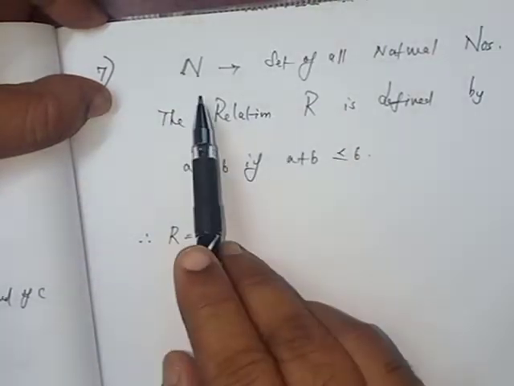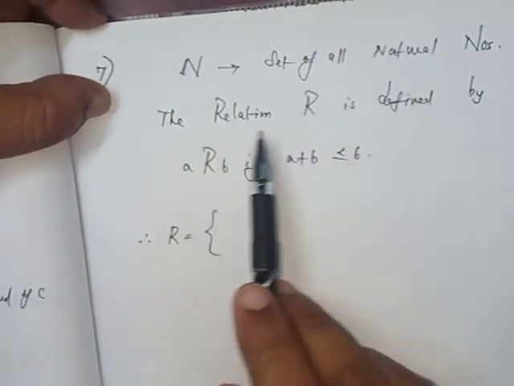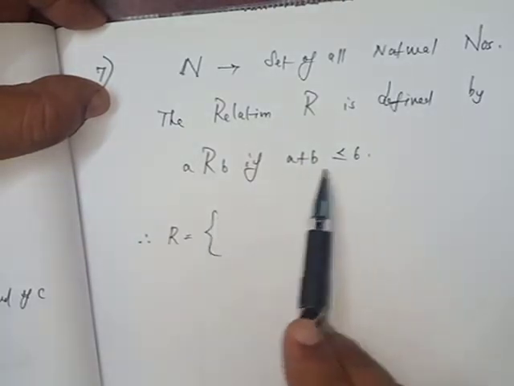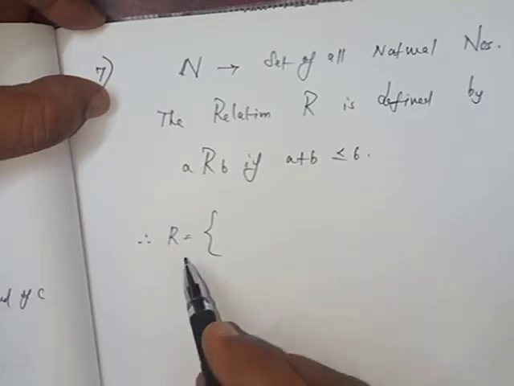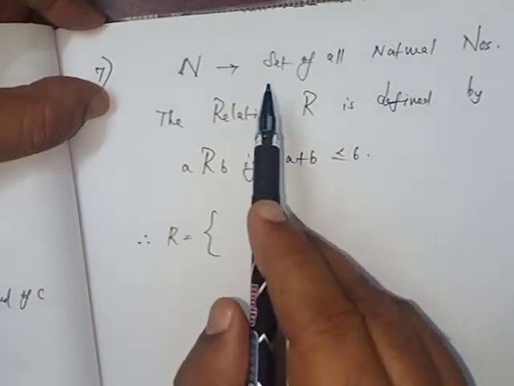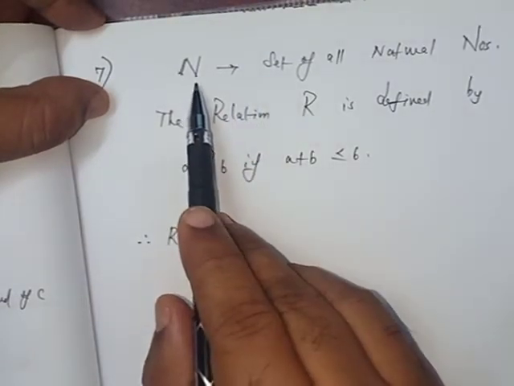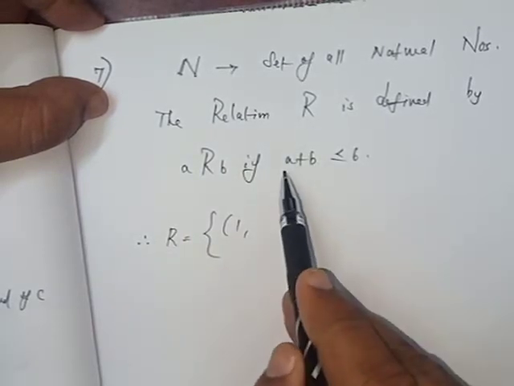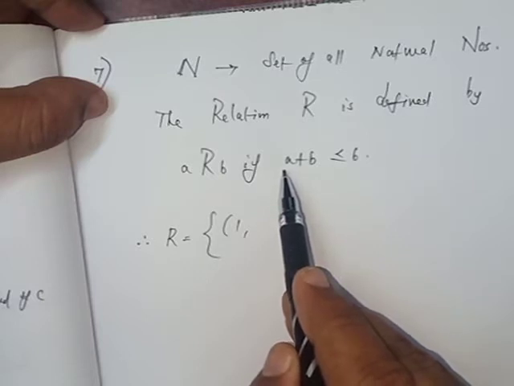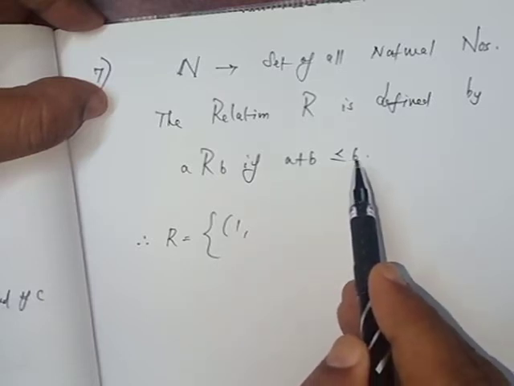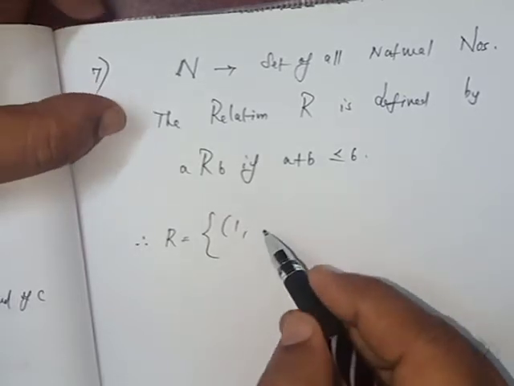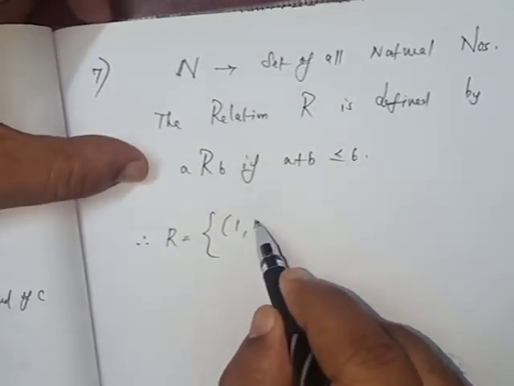So here is the question. N refers to the set of all natural numbers. The relation R is defined by A is related to B if A plus B is less than or equal to 6. This is a statement. First we can find R. Set of all natural numbers, the starting number is 1. I start with 1. I consider A equal to 1. What should be added with 1 to get less than 6 or equal to 6? Both can be considered. So I start with 1 comma 1.